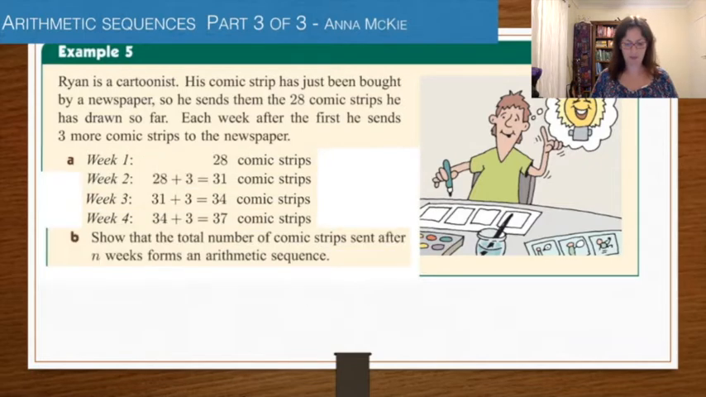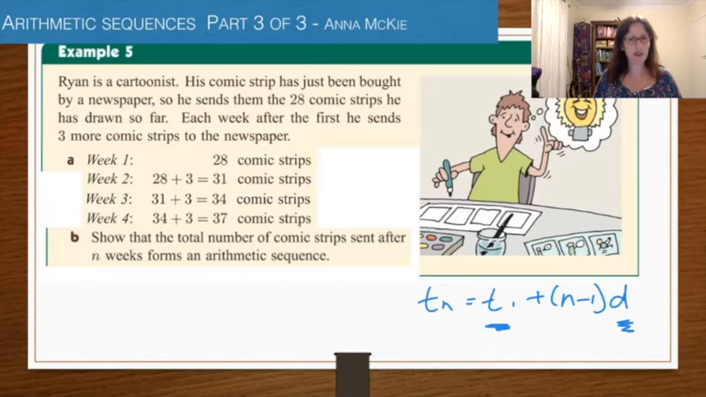Fairly straightforward. Now, part B of this example asks us to show that the total number of comic strips sent after n weeks forms an arithmetic sequence. Always remembering our formula for an arithmetic sequence is that Tn is equal to T initial plus n take 1 times d. So what values do we need to know for that? We need to know our initial value and a difference. Well, we've got them. T1 is our first week, and how much is it changing by each week? 3.